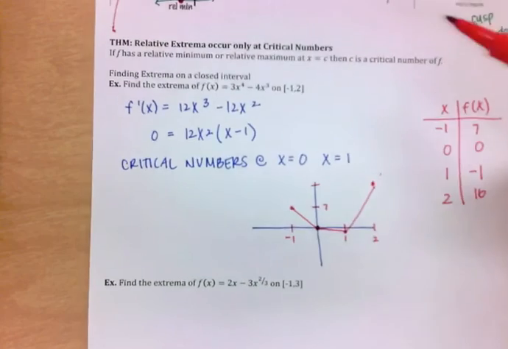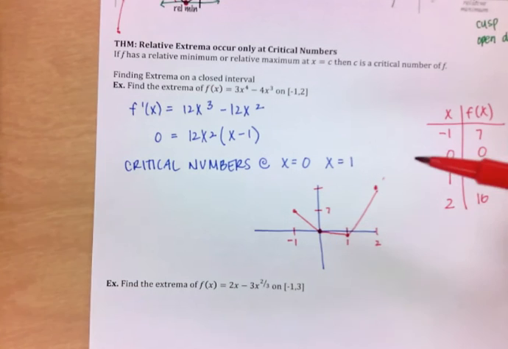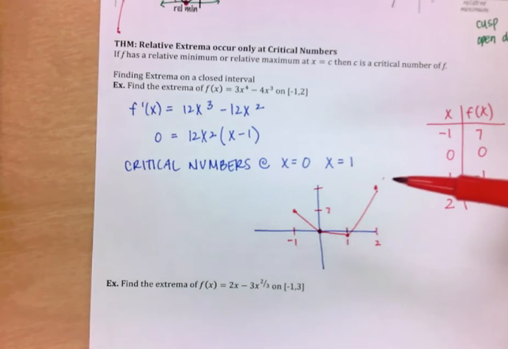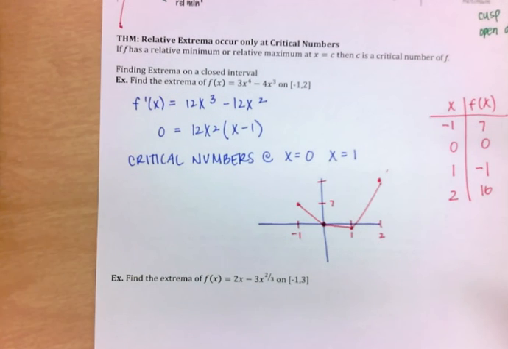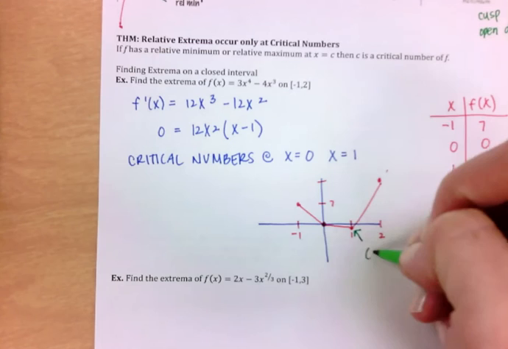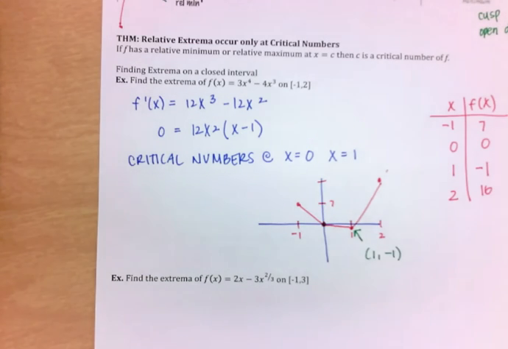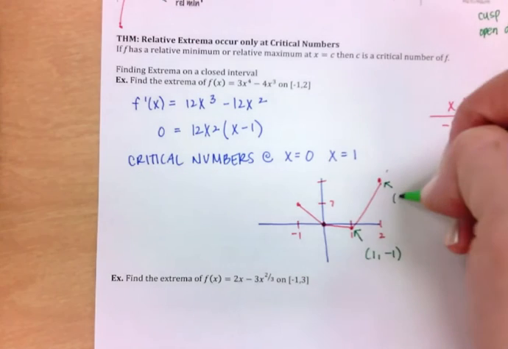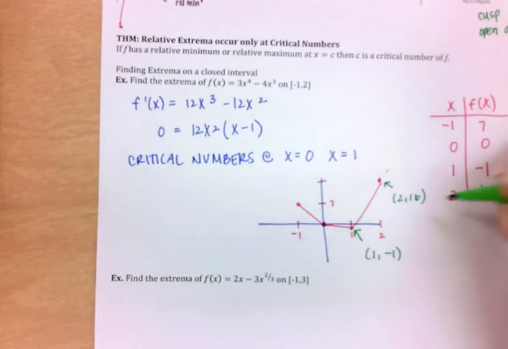So we are asked to find the extrema. You want one y value that is the maximum and one y value that is the minimum. So you're looking at your y values. If we're looking at our graph, we can see that our minimum y value is right there, and that point is 1 comma negative 1. And our maximum is right here, and this one is 2, 16.